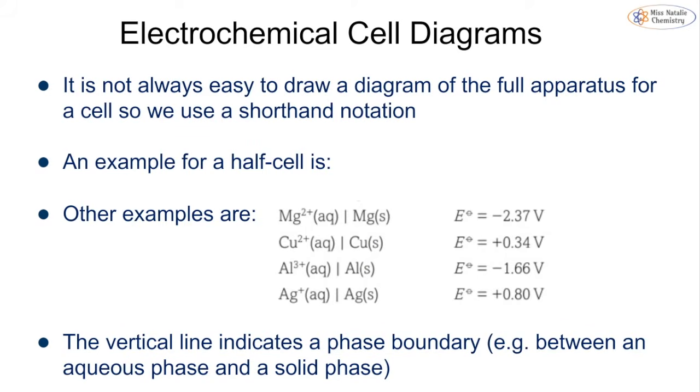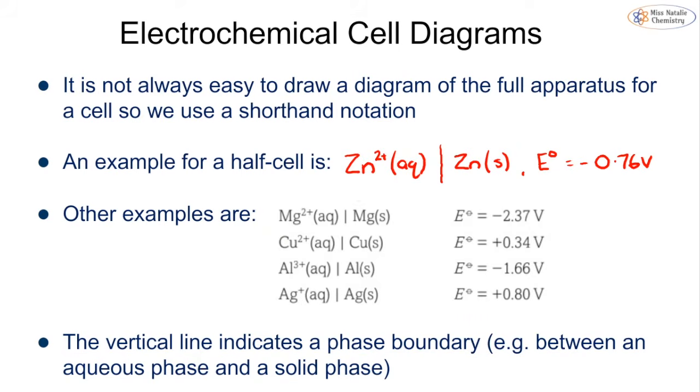Now, when we're drawing out these electrochemical cells, as you can imagine, it's not easy to consistently draw that full diagram. So what we can do is use a shorthand notation, and that shorthand notation is built off of the equations that we've been previously looking at. So an example for a half cell, if we take the zinc half cell, would have the zinc ion with its state symbol, and then we have a straight line to indicate a phase boundary, i.e. a change in state. Then we have the zinc solid, and we of course always quote it with an E naught value of minus 0.76 volts, and you can look that up in the data book.